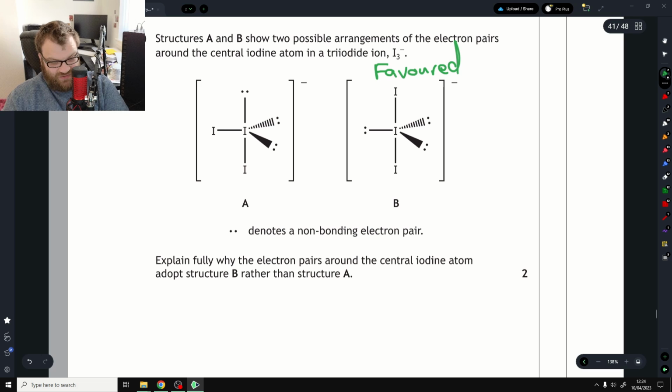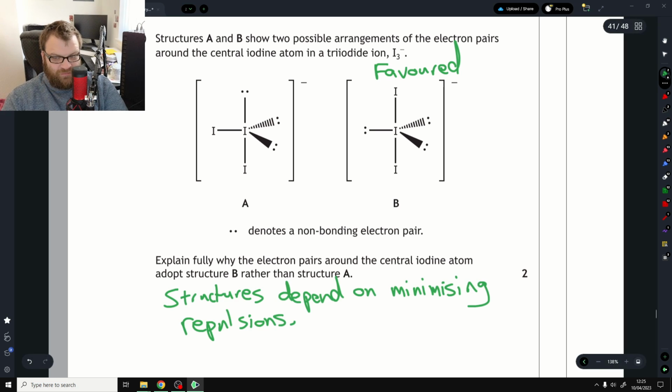Let's do that. So structures depend on minimizing repulsion. Second thing is that a lone pair repels more than a bonding pair. So structure B keeps the lone pairs as far away as possible.